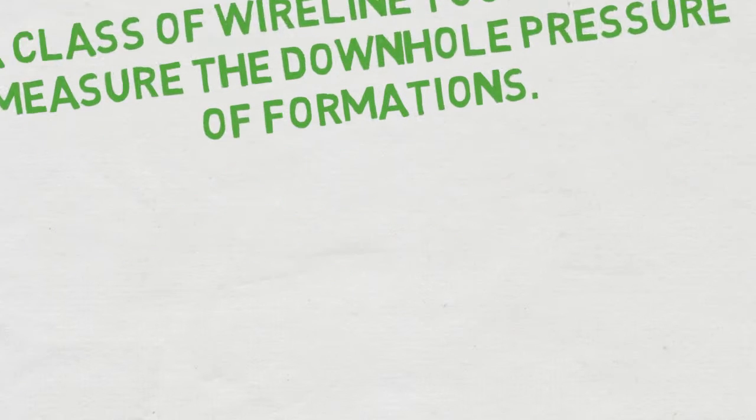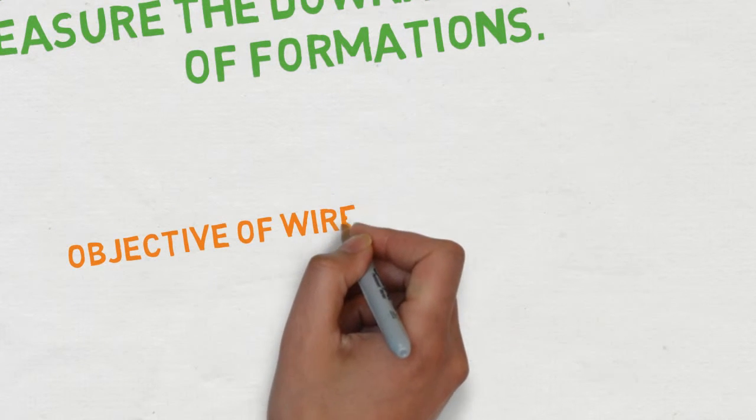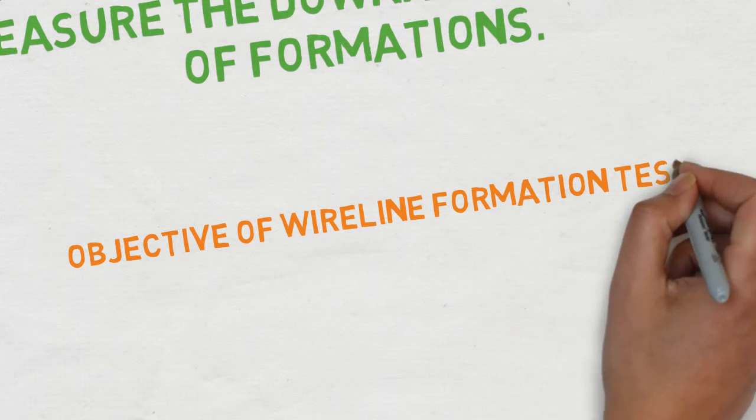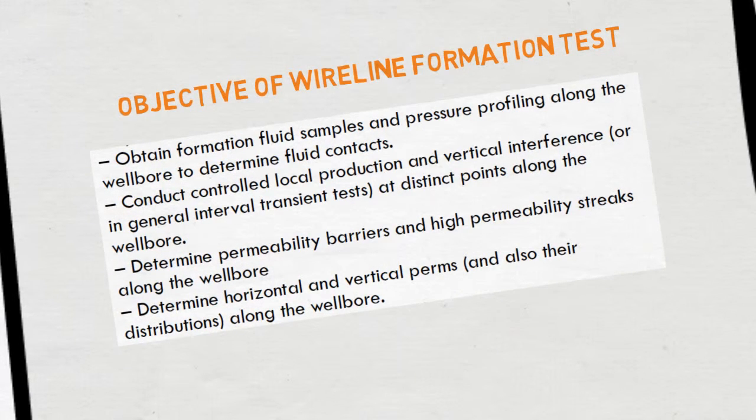What is the objective? The first objective is to obtain formation fluid samples and pressure profiling along the wellbore to determine fluid contacts. The second one is to conduct control local production and vertical interference at distinct points along the wellbore.